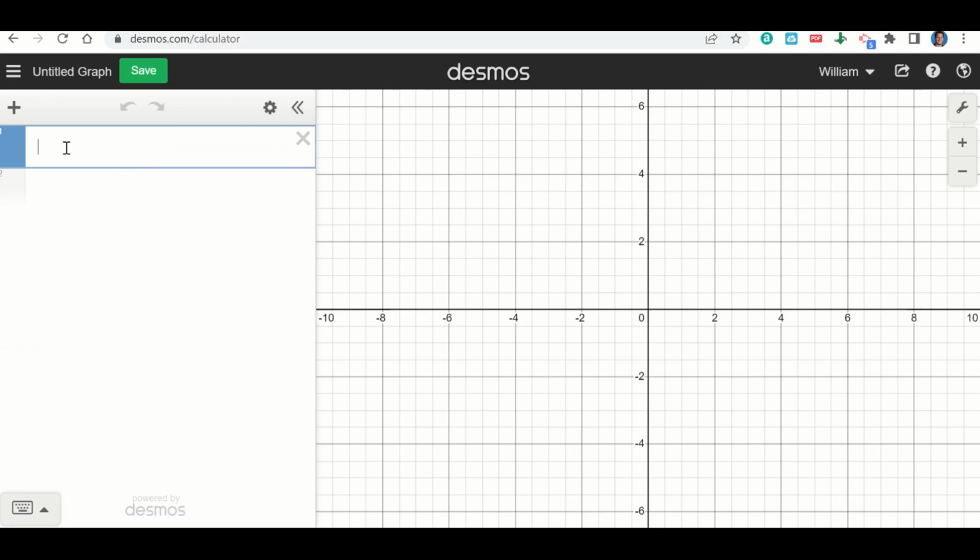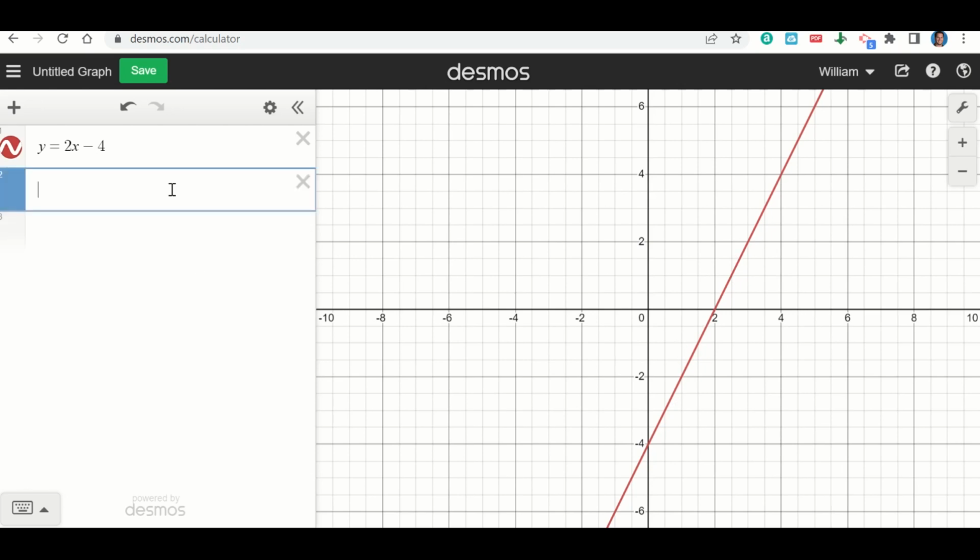Over here on the left side, we can enter the equation of any linear equation and it will graph it for us. So let's try y equals 2x minus 4. As we can see, it graphs it for us. We can check that against whatever we did on our assignment. And you can do it this way.